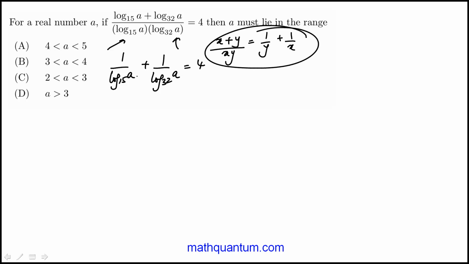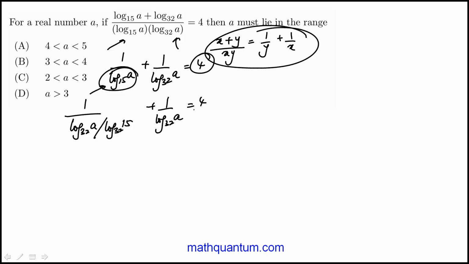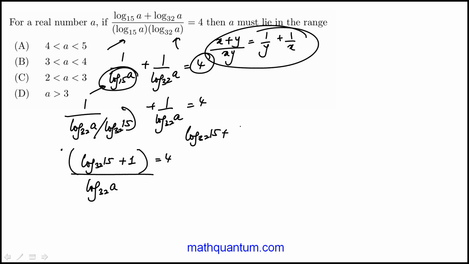And the next thing I'll do is to change this to base 32, and the reason is because I have a 4 here, so they're related in terms of powers of 2. So this would become log base 32 of 32a divided by log of 15 to the base 32. And this will go into the numerator, and if I put this in the denominator, log of a to base 32 plus 1 equal to 4. And then I can write 1 as log base 32 of 32.